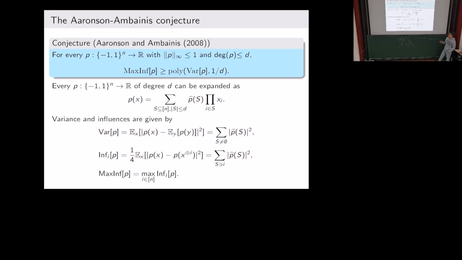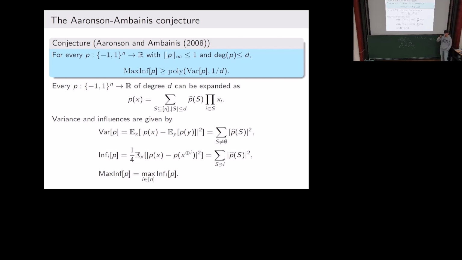So with these definitions in mind, what the Aaronson-Ambainis conjecture is somehow saying is that for the kind of polynomials arising in the polynomial method, there is always a very influential variable, a variable that is responsible for a big part of the variance of the polynomial.